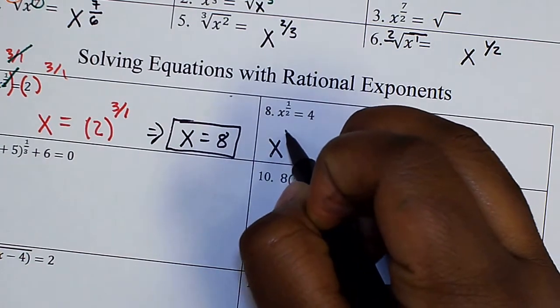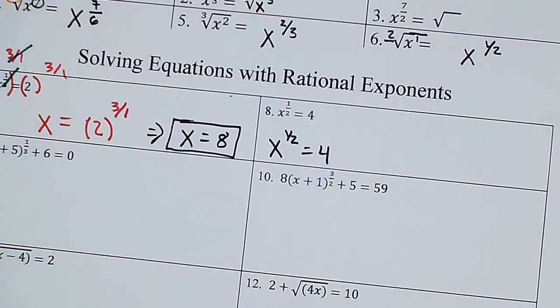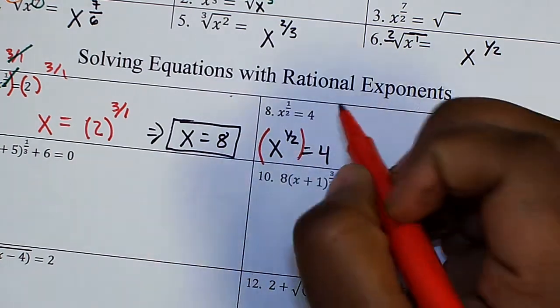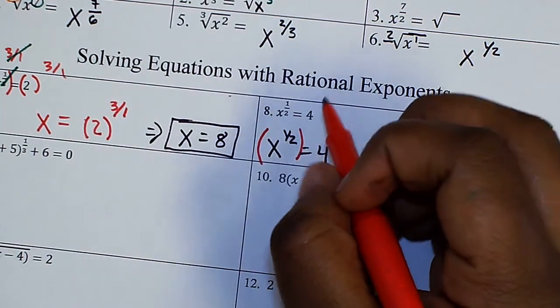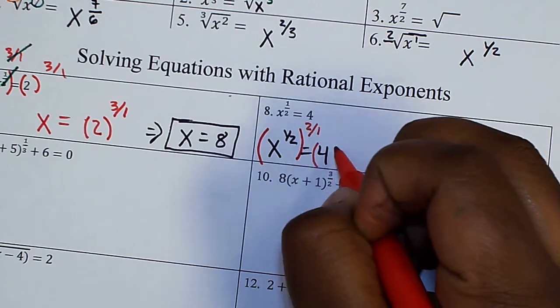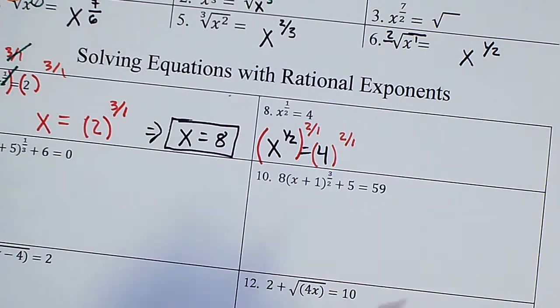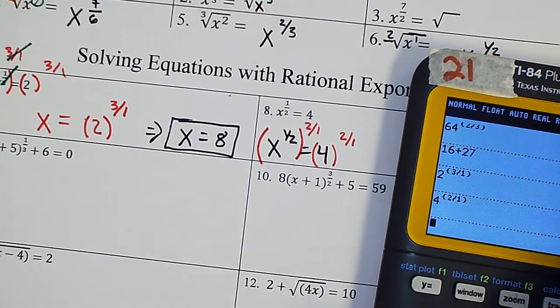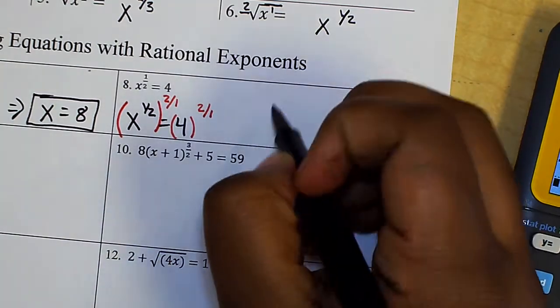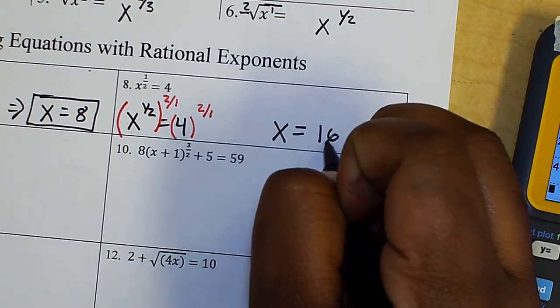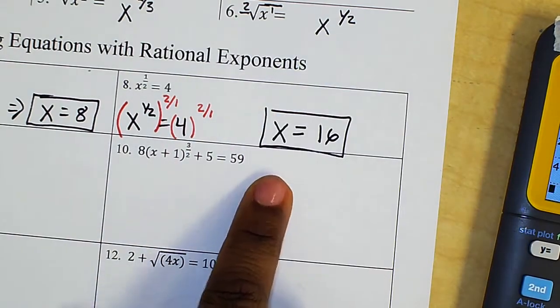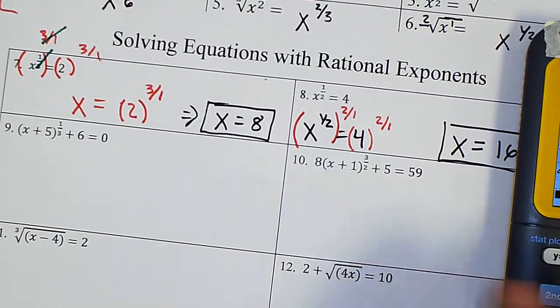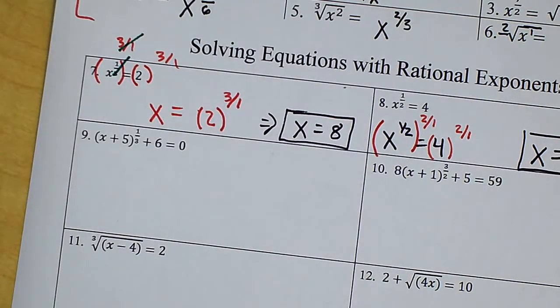So if I have x to the power of 1 over 2 is equal to 4, I have to raise everything to the power of the inverse fraction. So this will be 2 over 1. So 4 to the power of 2 over 1. I'm going to put this in my calculator. 4 to the power of 2 divided by 1, enter, is equal to 16. So x will be equal to 16. So that's the simplest version. Let's go to a little bit more complicated version.